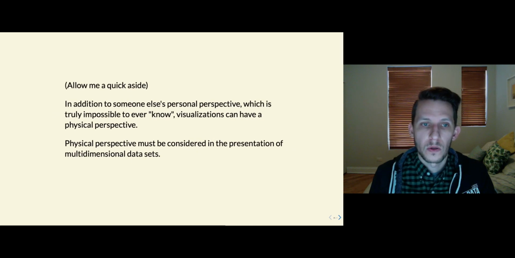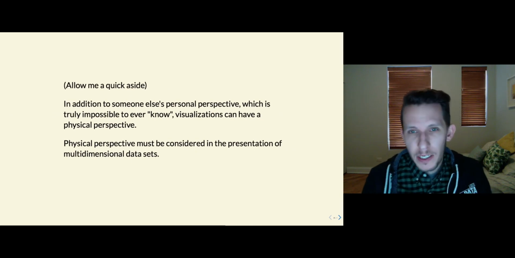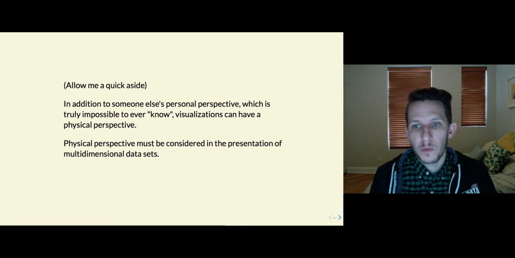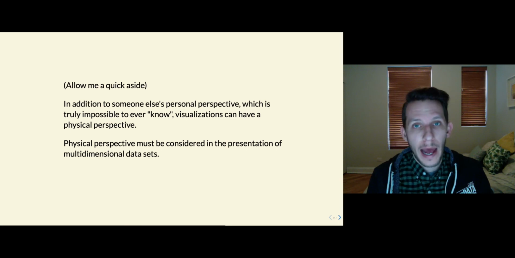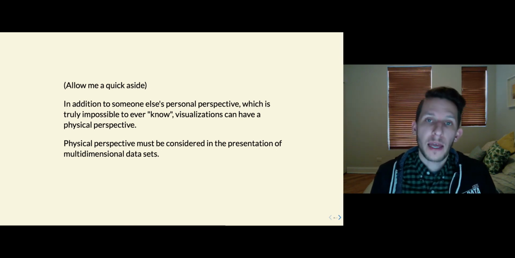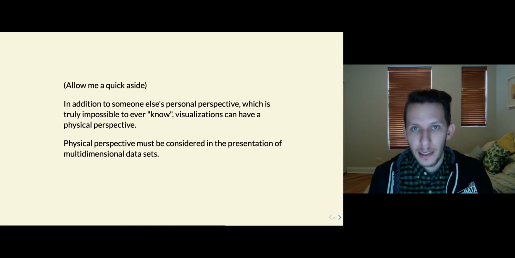I'm also going to take just a brief moment for a short aside. In addition to an individual's personal perspective, which we've said several times now is impossible to know, you can't know exactly how someone is going to respond to a visualization. Visualizations can also have a physical perspective. And this is something that particularly comes up when dealing with multidimensional data sets.